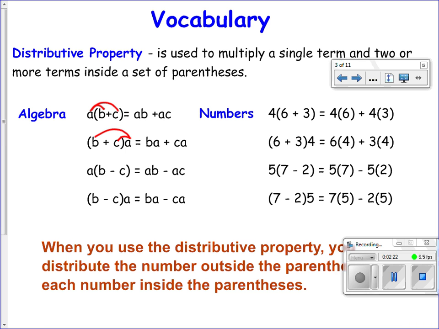You can also use the distributive property when you're subtracting. A times (B minus C) equals A times B minus A times C. And again, B minus C times A equals B times A minus C times A. You can use that with numbers. Again, the 4 is being distributed in each of these examples. The 5 is being distributed in each of these examples.